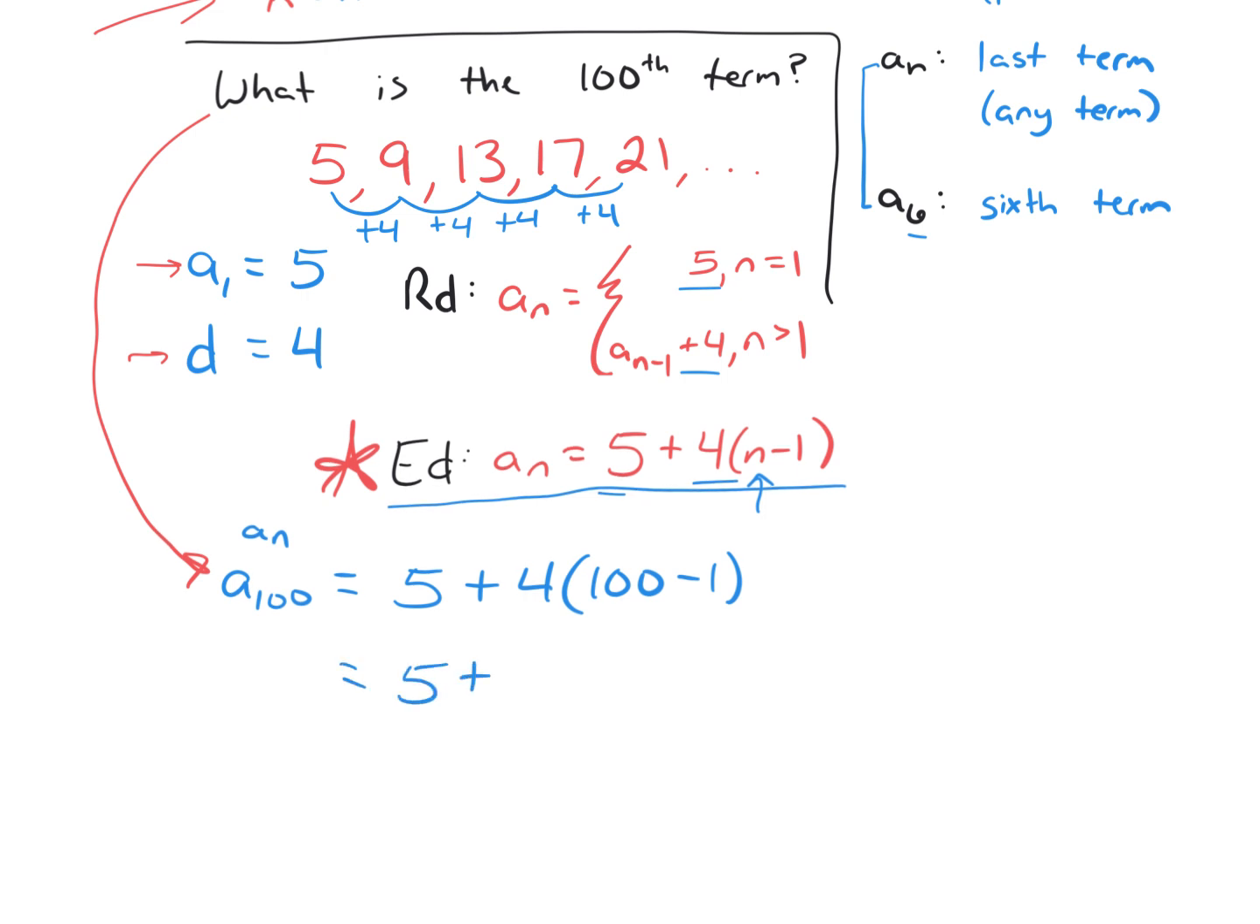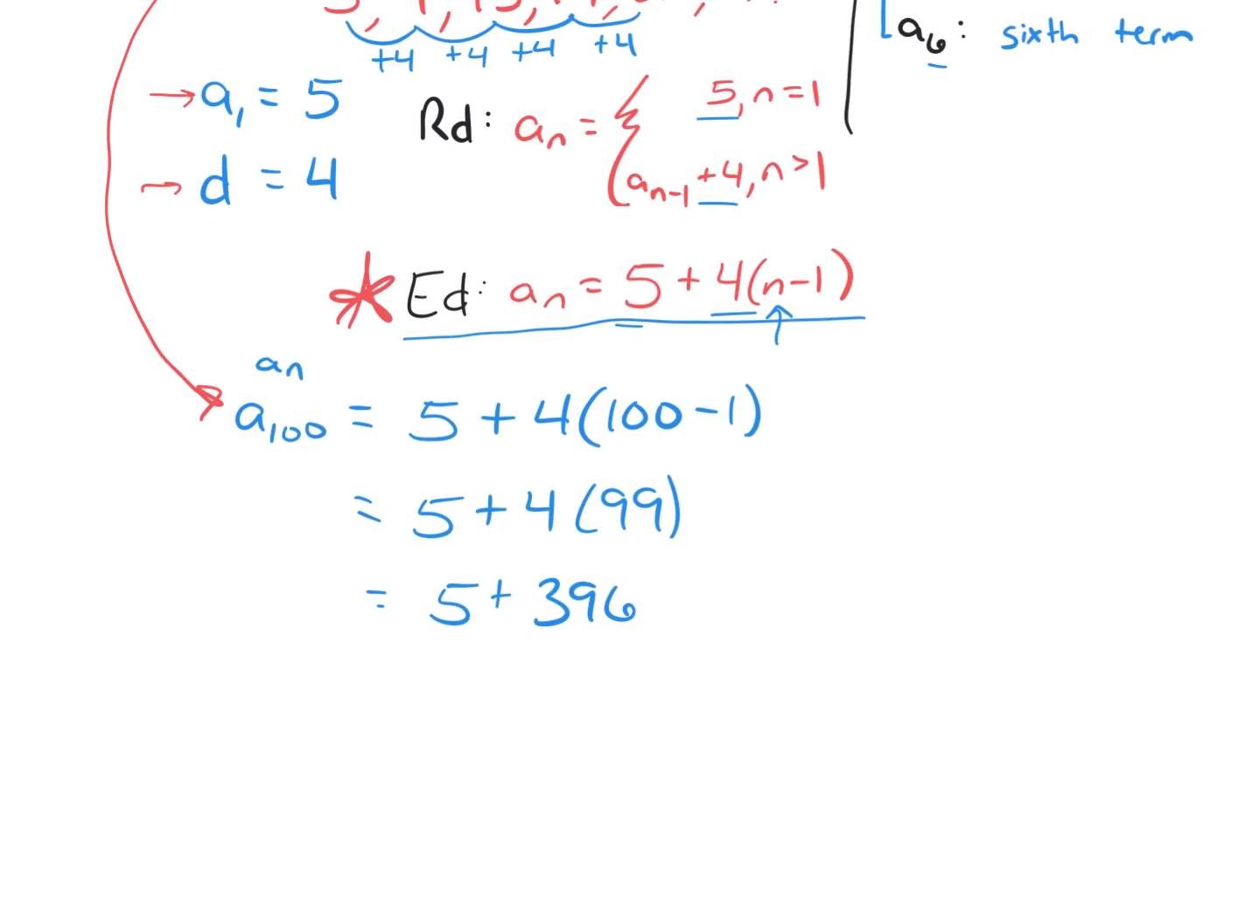Parentheses. Yep, so I have 4 times 99. 4 times 99 is 396. And then we add 396 plus 5 is 401. Okay. So we use the explicit definition to help us figure out what a certain term would be.